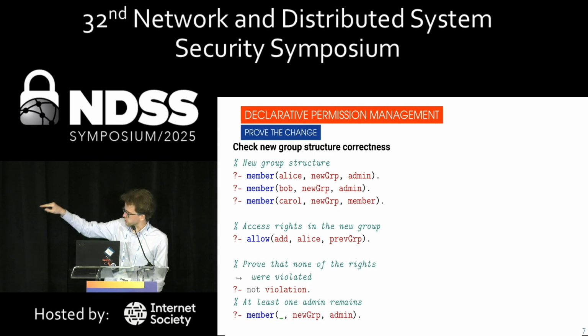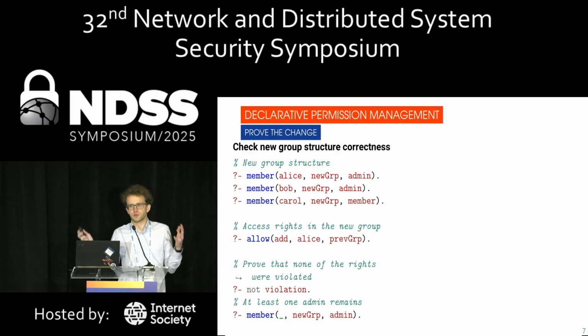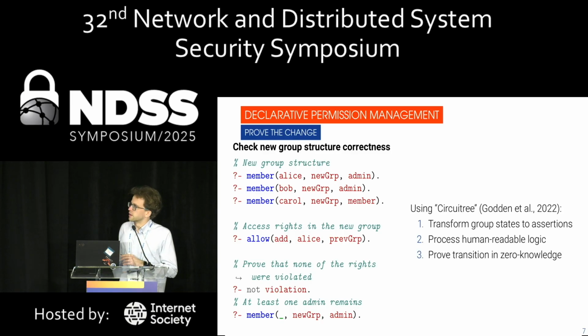And well, you prove that no rights have been violated, and you prove that at least one more admin remains in the group. That's something a normal Datalog or Prolog engine would be able to tell you, right? And it turns out that if you look at Datalog and you try to model this into a zero knowledge proof system, you can actually make this very efficient. And that's something that we did in 2022.